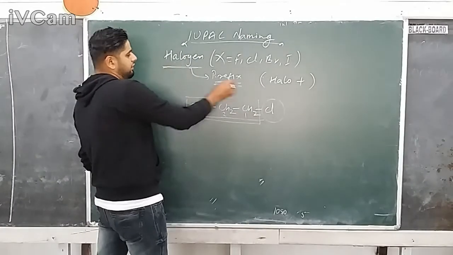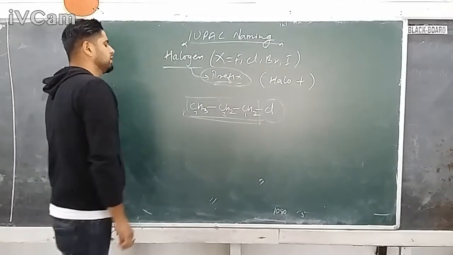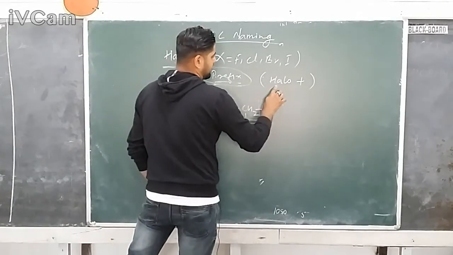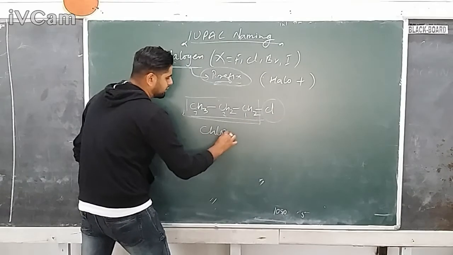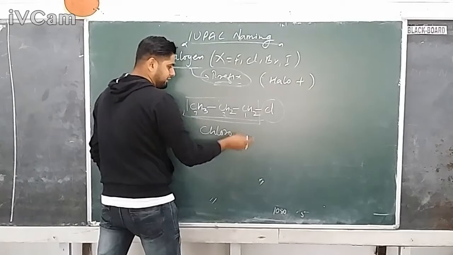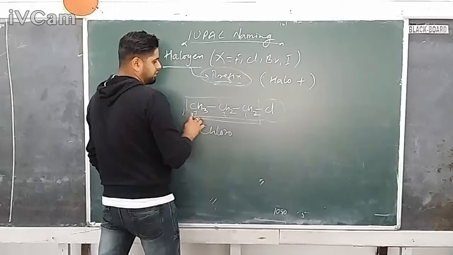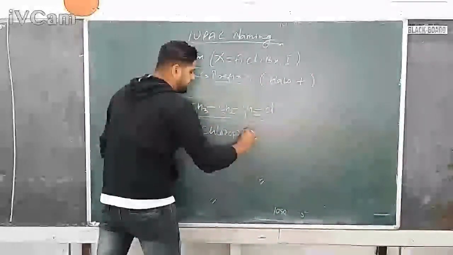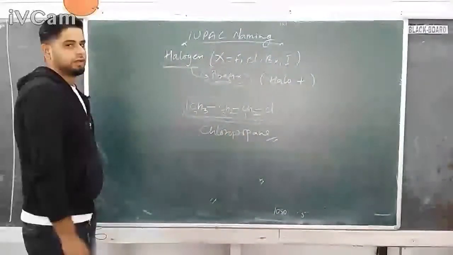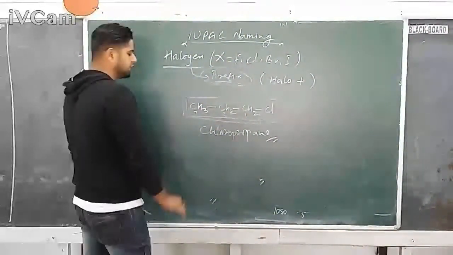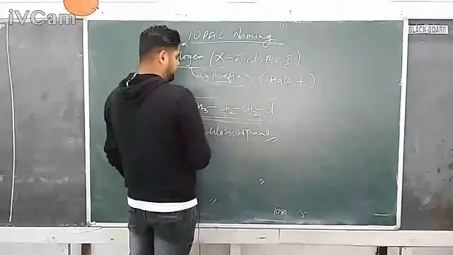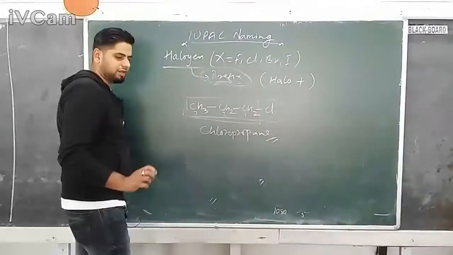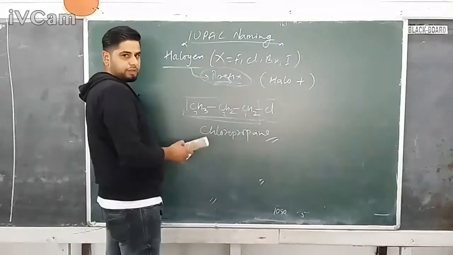Since I have already told you, the halogen functional group will always be in the prefix. So what is the prefix for chlorine? Chloro. Halo plus. So you have to write chloro, then propane: chloropropane. Got it? I'm not writing 1-chloropropane, because if you write chloropropane only, we can easily understand this chlorine is at number one position. So for number one position, no need to mention the place or the number.